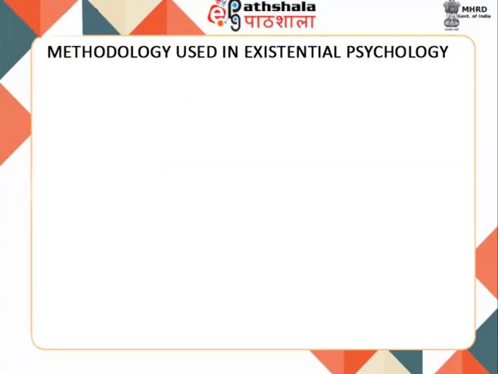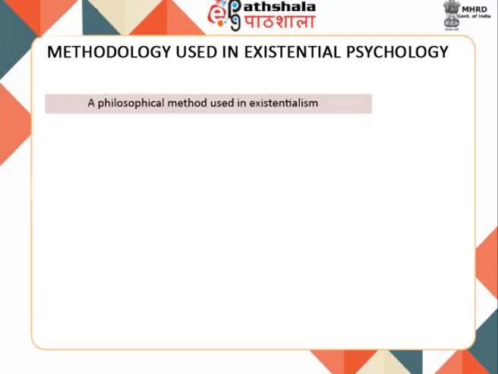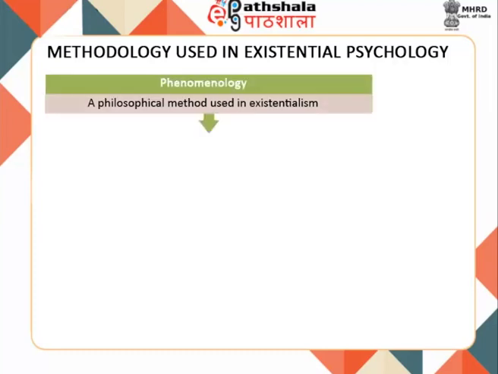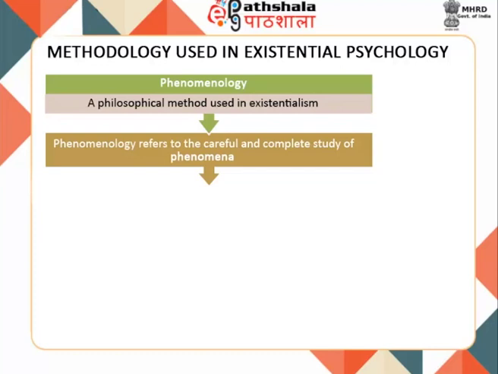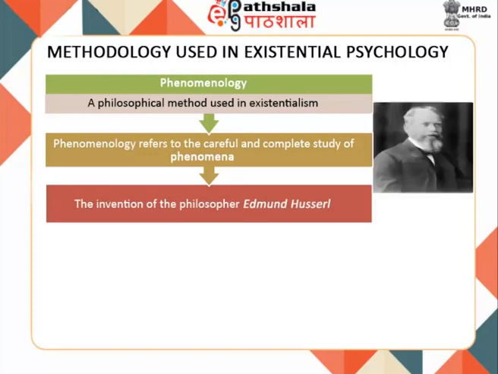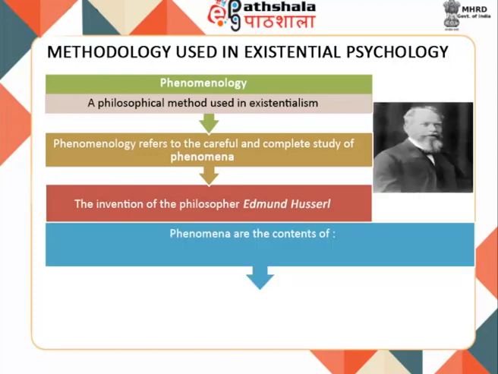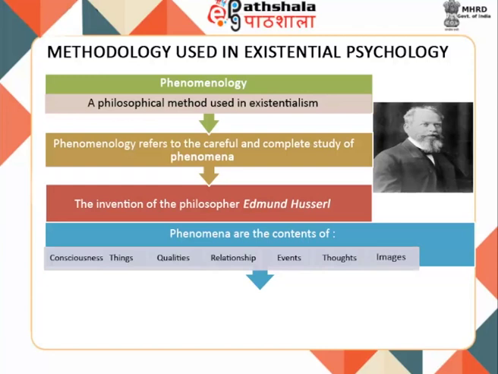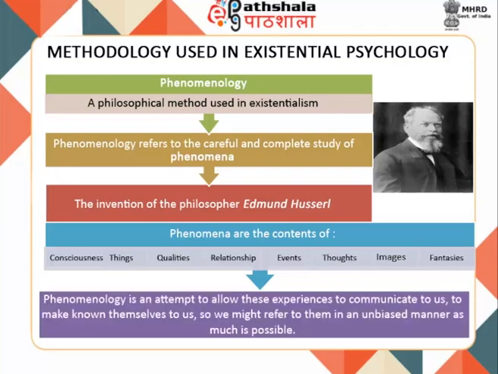Methodology used in existential psychology. In existentialism, a philosophical method is used which is referred to as phenomenology. Phenomenology refers to the careful and complete study of phenomena and is essentially the invention of the philosopher Edmund Husserl. Phenomena are the contents of consciousness, the things, qualities, relationships, events, thoughts, images, memories, fantasies, feelings, acts, and so on, which we experience. Phenomenology is an attempt to allow these experiences to communicate to us, to make themselves known to us, so we might refer to them in an unbiased manner as much as possible.